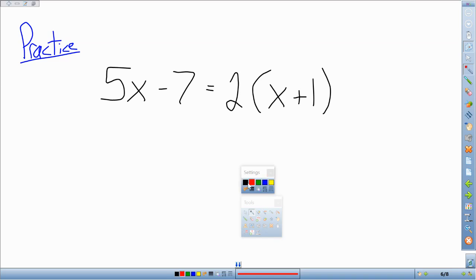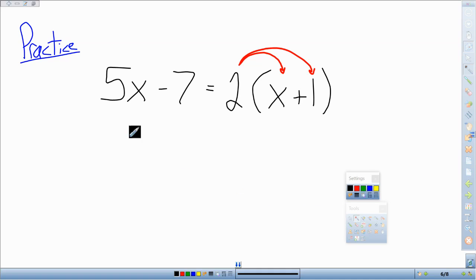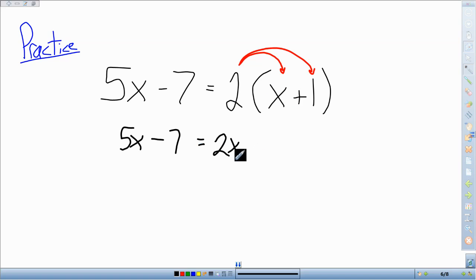Yep, so just like the last one, it looks like variables on both sides. First thing though, distribution. We have this 2. We can distribute it into the parentheses. Let's start there. On the left, 5x minus 7, bring it down. 2 times x is 2x. 2 times 1, positive 2.